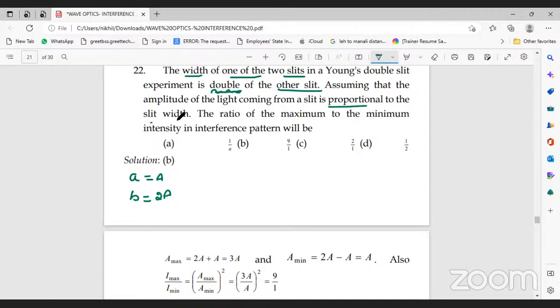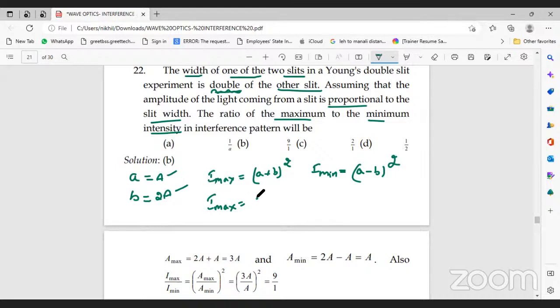Amplitudes are proportional to slit width. What is the ratio of maximum intensity to minimum intensity? What's the formula for maximum intensity? A plus B whole square. Minimum intensity is A minus B whole square. The maximum intensity is A plus 2A whole square, that is 9A square. What about minimum intensity?